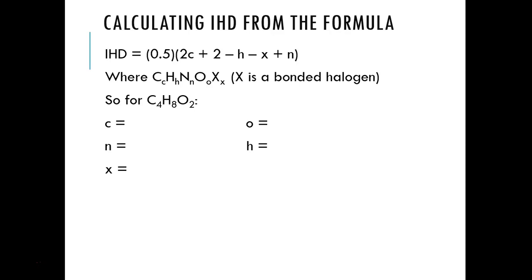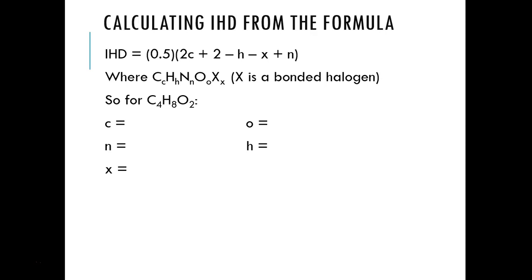So when you calculate IHD from the formula, you have what looks to be kind of a long and cumbersome formula, but it's really pretty simple. The IHD is 0.5 times 2 times the number of carbon atoms plus 2 minus the number of hydrogens minus X, which is the number of halogens, plus N, which is the number of nitrogen atoms, where the following is true. So that just shows you that little c is the number of carbon atoms, etc. Now notice that oxygen does not factor into the IHD. We're addressing that specifically because people really think that it should, but it doesn't.